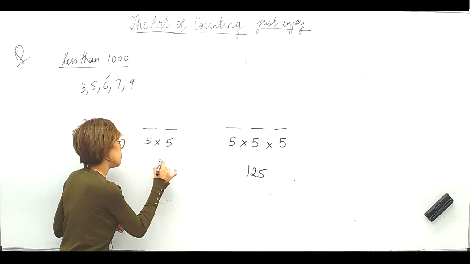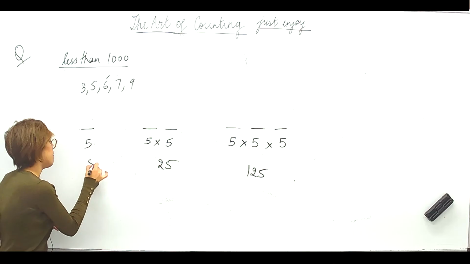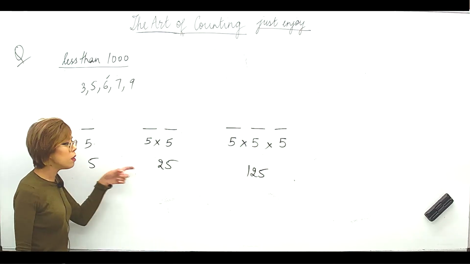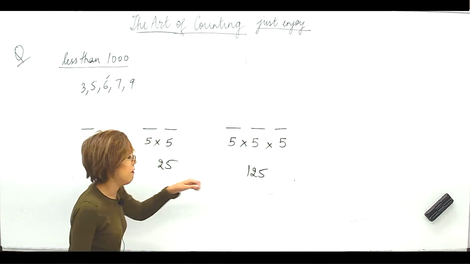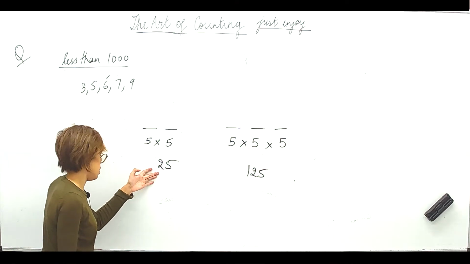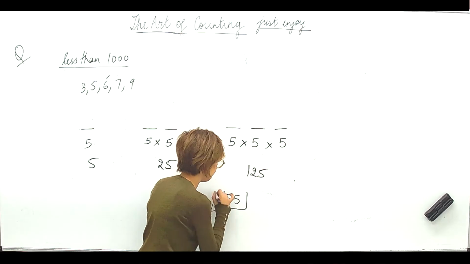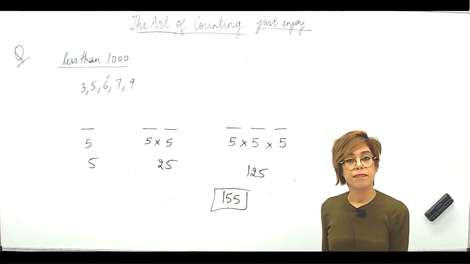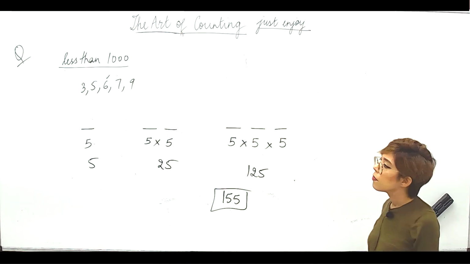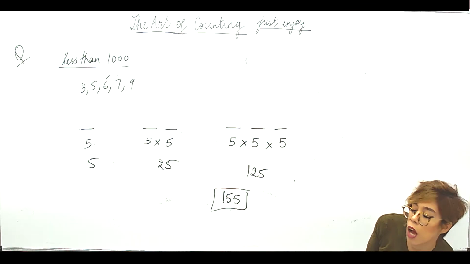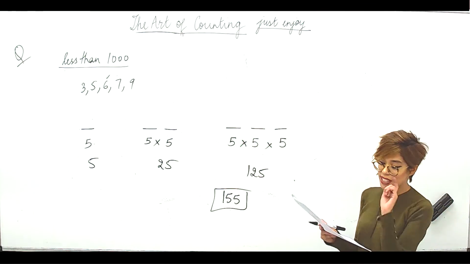In this case, I have 25 numbers. In this case, I have 5 numbers. So total numbers, how many are they? 5 plus 25, which is 30. 30 plus 125, that is 155. That's the answer. Right? Okay. Next one is quite interesting.